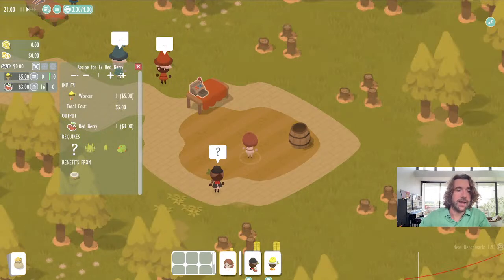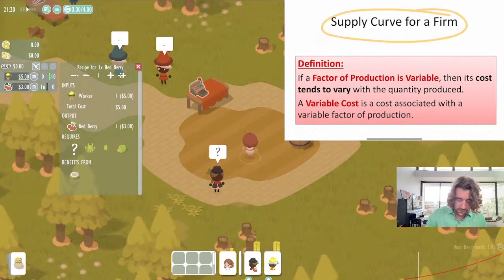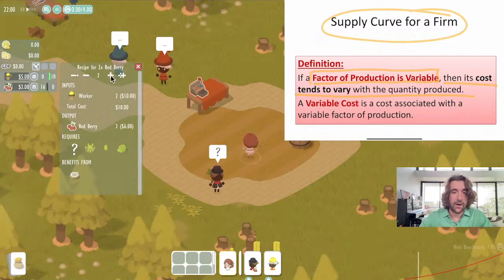Also, at this point, I'm going to reopen my iPad for a second, and I'm going to talk for just a minute about the supply curve of a firm, and in particular, what we define as a factor of production, a variable factor of production. It's a factor of production where the cost tends to vary with the quantity produced. In this example, we have only 1 factor of production, which is the worker, and clearly the cost varies with the quantity produced.